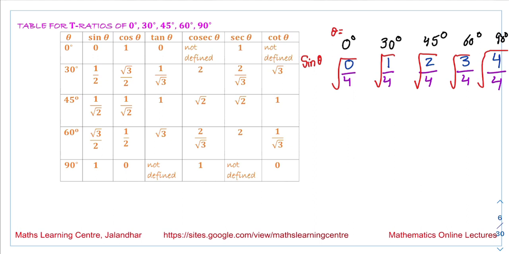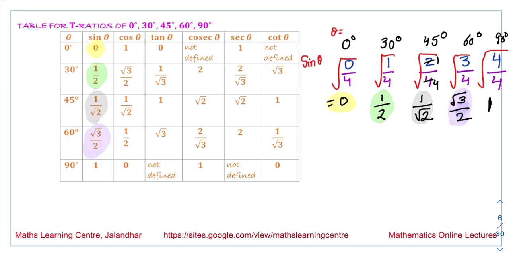Now write the answer. What is the first answer? It is 0 over 4, which is 0. Next is 1 over 4 under the square root, so the answer you will get is 1 by 2. Next, the 2 and 4 get cancelled and we are left with 1 by square root 2. Next it is root 3 by 2. And the next value is 1. Now look at these values: sine 0 is 0, sine 30 degree is 1 by 2, sine 45 degree is 1 by root 2, and sine 60 degree is root 3 by 2.